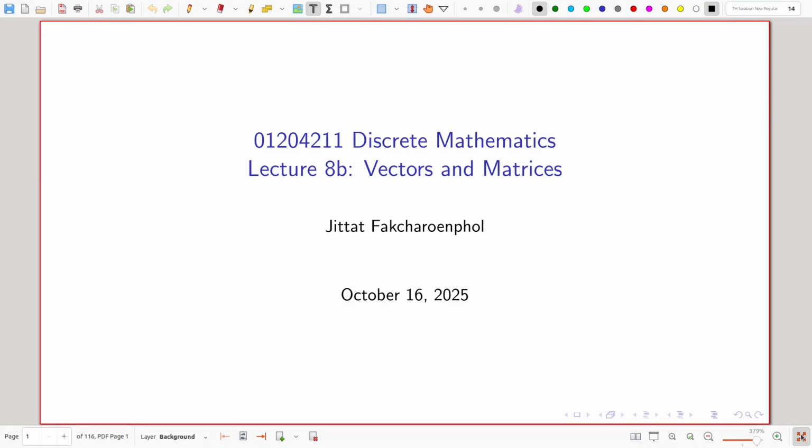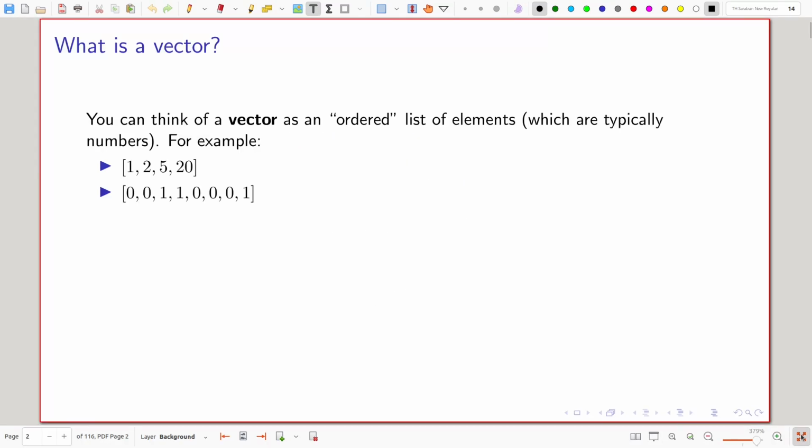Okay, so quick review. The topic that I'm talking about here was on the video clip already, so you can go back and watch it again if I'm going too quick now. Vectors and matrices are what are called mathematical objects that we learn in linear algebra. You can think of a vector as a list of elements.